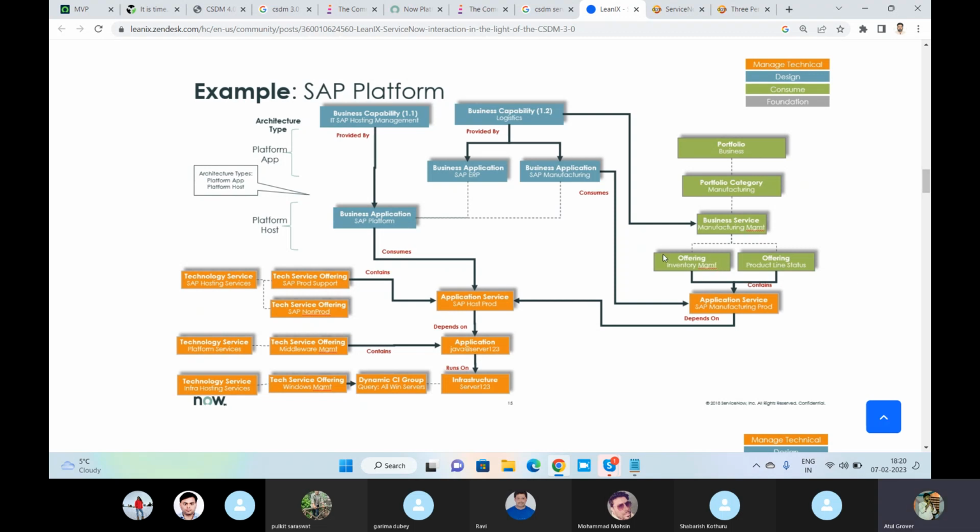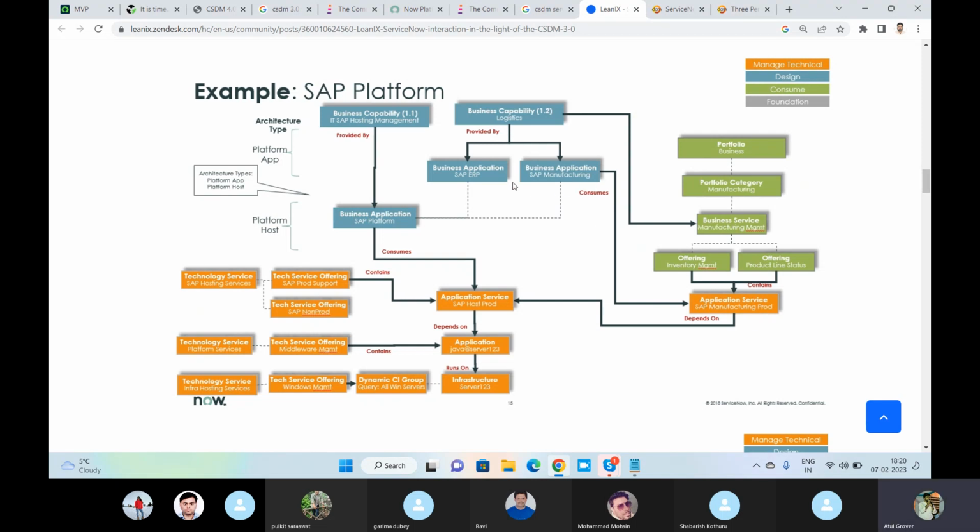So they're saying I'm offering inventory management. And to do this, I'm giving you the application service called SAP Manufacturing Production Module. You need to store that somewhere.